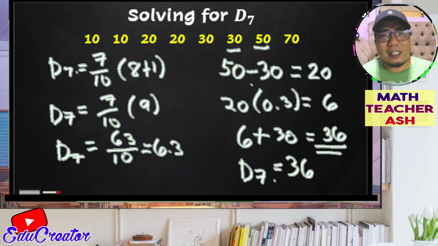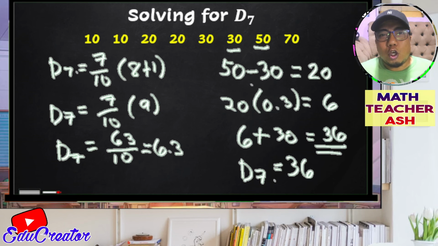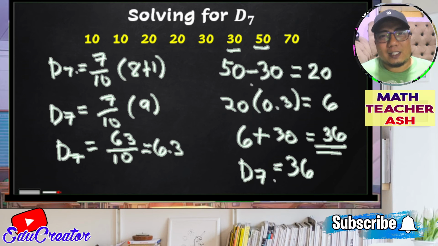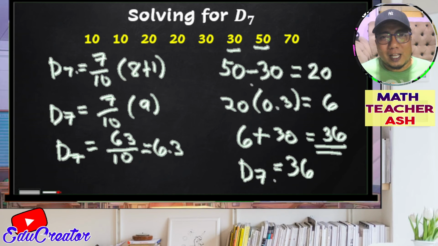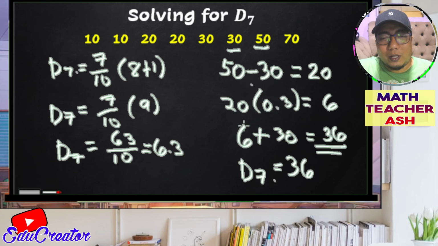Of course, this means that if your score is less than 36, it means you belong to the lower 70% of the whole class. While if your score is higher than 36, then you belong to the upper 30% of the whole class. Easy, right? So I hope that is very clear to you, my dear math learners. Now, let us continue with our discussion.